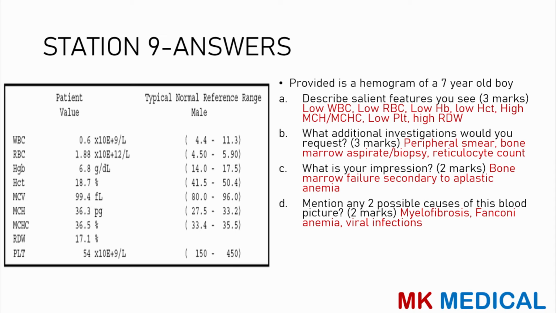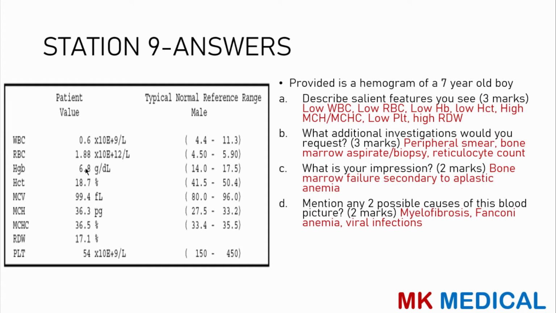So obviously this is a low white blood cell count. The red blood cell count is also low. Hemoglobin is low. Hematocrit is low. The MCV is high. The MCHC and MCH are both high. The RDW is also high and the platelet count is low. So this child has a pancytopenia.